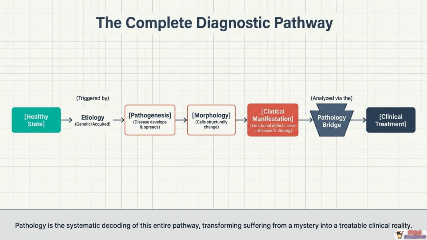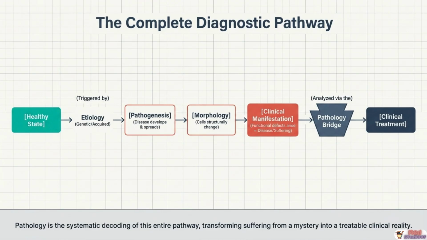Disease develops and spreads through specific molecular mechanisms, producing structural morphological changes in cells, tissues, and organs. Those structural changes generate functional deficits that manifest as the observable clinical symptoms and signs that bring the patient to your clinic. The pathology bridge, the systematic application of everything we have studied today, allows the clinician to analyze these clinical manifestations, trace them back through morphology and pathogenesis to the root etiology, and thereby arrive at a specific diagnosis upon which rational, evidence-based treatment can be built.